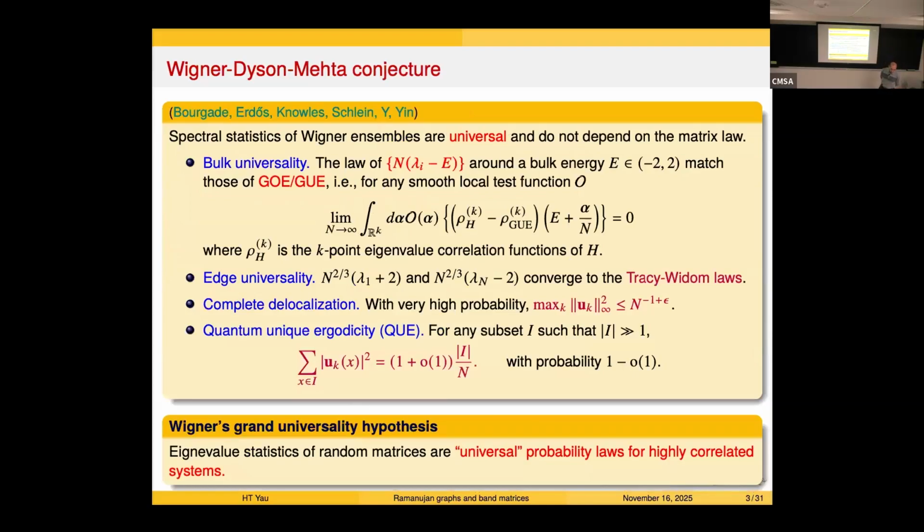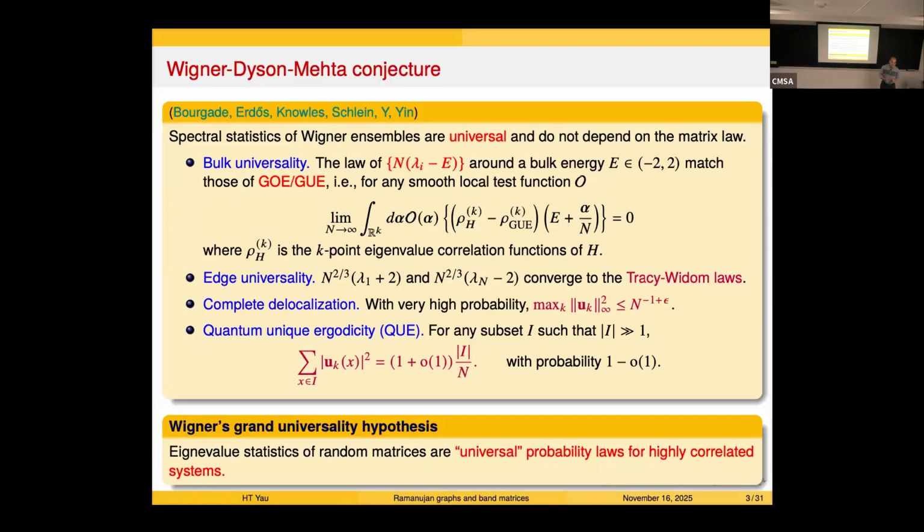Wigner's fundamental idea is that if you look at systems which are highly correlated and extremely complicated, then the eigenvalue statistics of random matrices actually give you the probability law of highly correlated systems. This is very strange, because classical probability is basically about independent random variables. Everything is independent, and even for weakly correlated systems, you want to show independence.